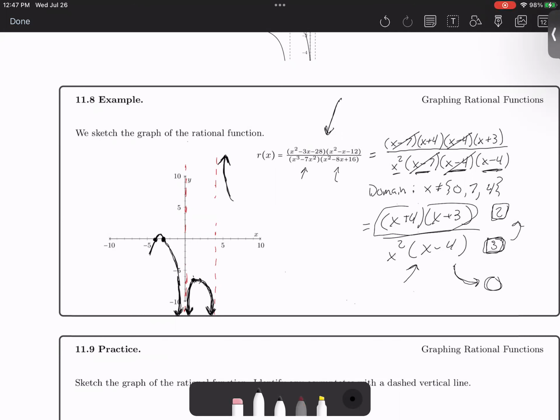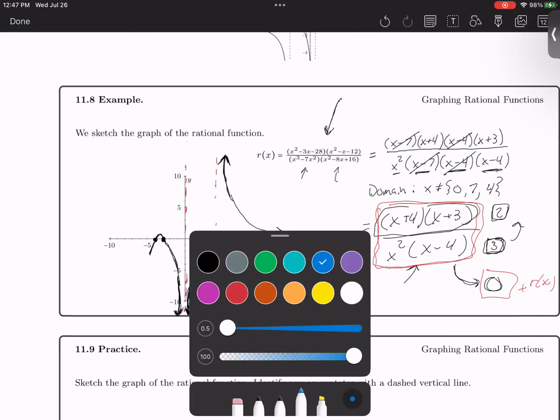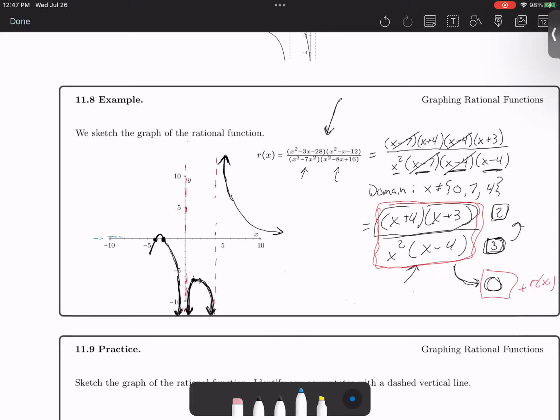In fact, if you were to perform this division, you would get 0 plus some remainder. So this function is going to get dragged down to 0 for large x values. In fact, let's plot that horizontal asymptote with a blue line. Right, this is your end behavior. You need to approach this line.